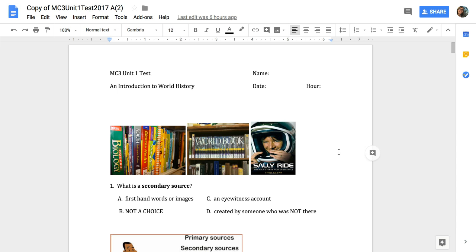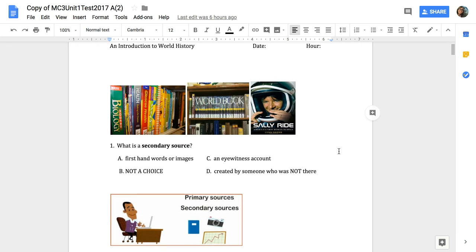MC3 Unit 1 test, an introduction to world history. Throughout this test, right before the question above it, I'm going to have images that can help you, and hopefully they're supposed to help remind you and help you understand the question. So they should bring back information from studying and also from being in the classroom.